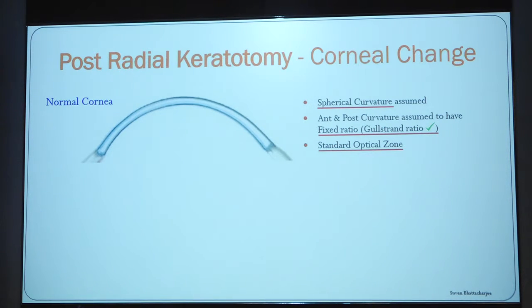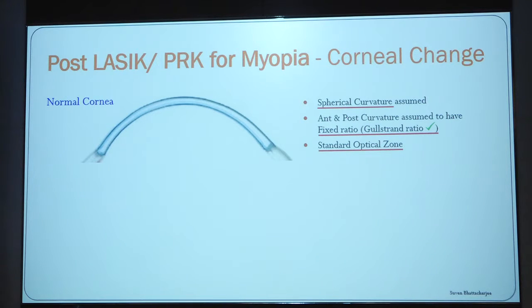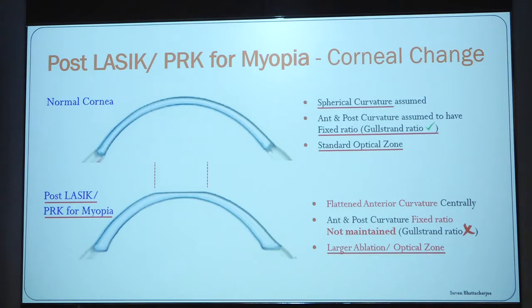So in a normal cornea, the spherical curvature is assumed, the anterior and posterior curvature have a fixed ratio, and you have a standard optical zone. These are the basic guidelines, three tenets on which everything is based. Now, in RK, it's a flattened cornea centrally. The anterior and posterior corneal curvature may still be maintained, as I said, but the optical zone has been reduced. And the refraction will change over time, to add insult to injury. In LASIK or PRK for myopia, the anterior curvature is flattened. The anterior and posterior curvature have no relation now, and it's a larger optical zone.